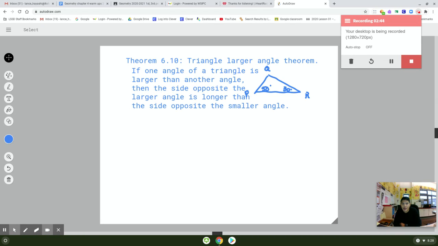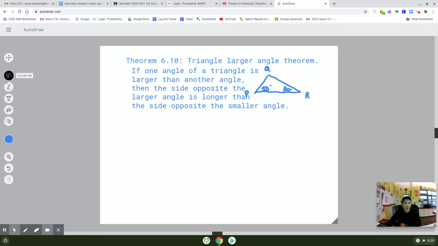So I typed out the triangle larger angle theorem, and we can combine a couple of theorems here in order to write an inequality about all the sides in the triangle. So if I use the triangle angle sum theorem for this, the measure of angle P is 50 degrees, the measure of angle R is 30. So if you subtract those from 180 degrees, that leaves the measure of angle Q as 100 degrees. All three of these angles add up to 180 degrees.